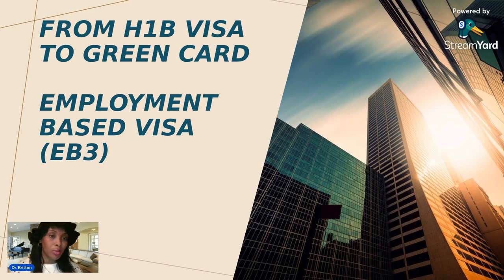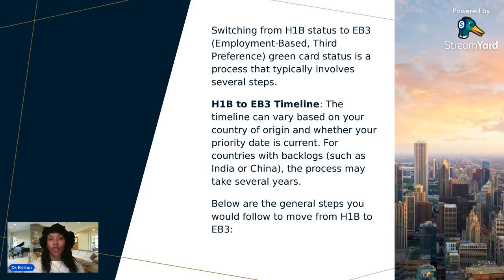All right, so as I mentioned before, H1B visa to green card, or we're going to call it the formal name, employment-based visa or EB3 visa. All right, so switching from the H1B to EB3 is a process that typically involves several steps. I mentioned before, you cannot apply for your H1B by yourself. An employer has to sponsor your H1B visa. If you want to learn more about H1B visas, you can check out this platform, or you can let me know in the comment section specifically what you'd like to learn about the H1B visa.